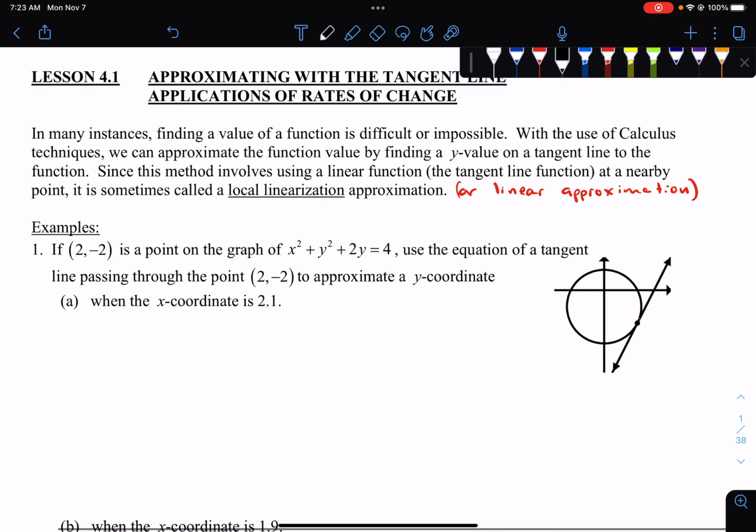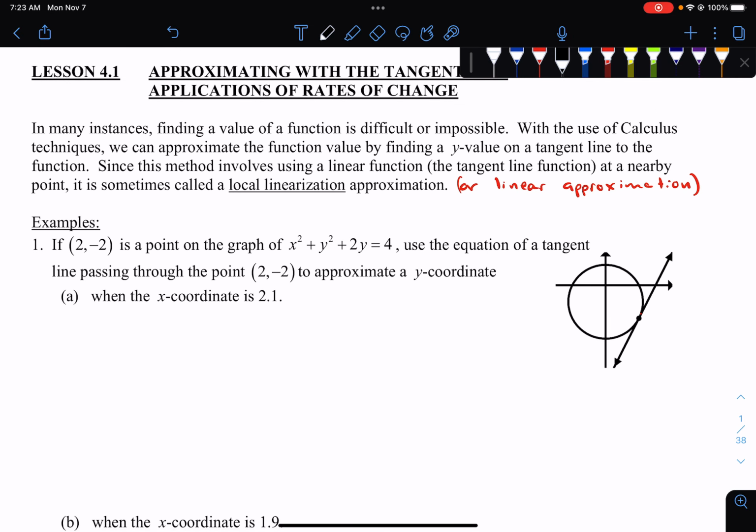I have an example right here in number 1. It says if (2, -2) is a point on the graph x squared plus y squared plus 2y equals 4. So that's this graph right here, that's this circle, okay? It wants me to find the y value when x is 2.1.